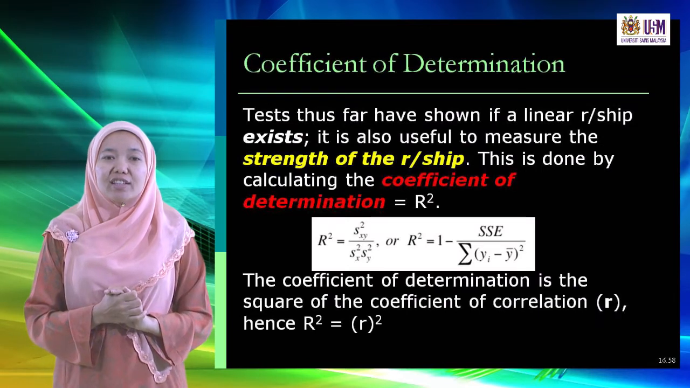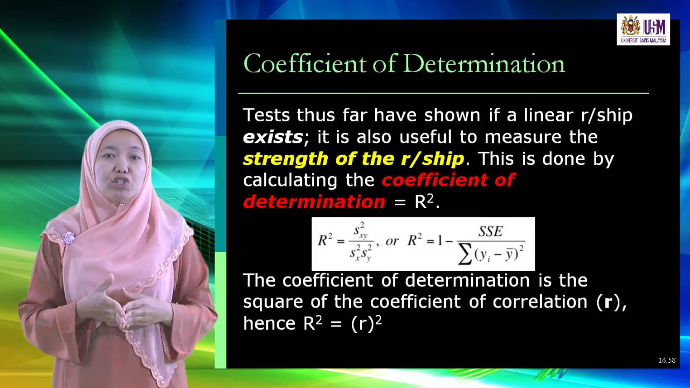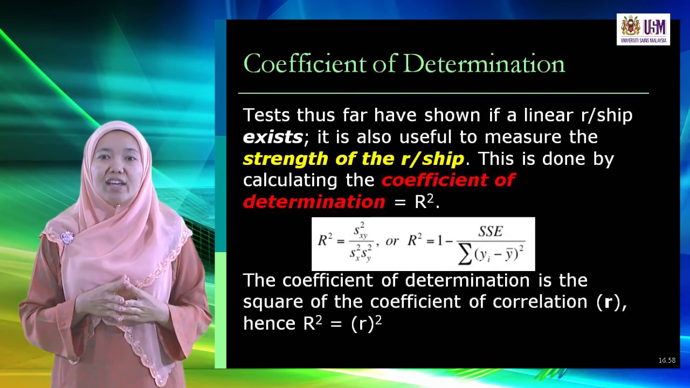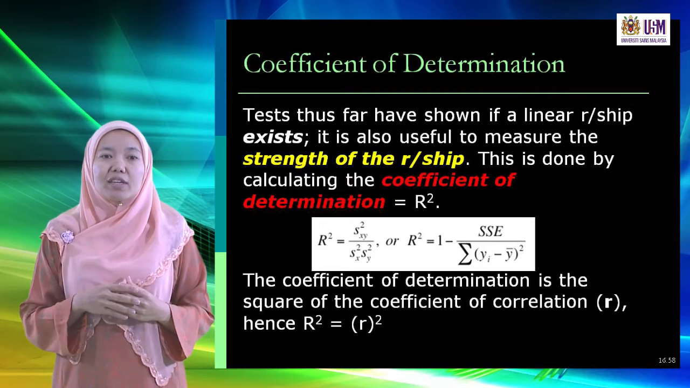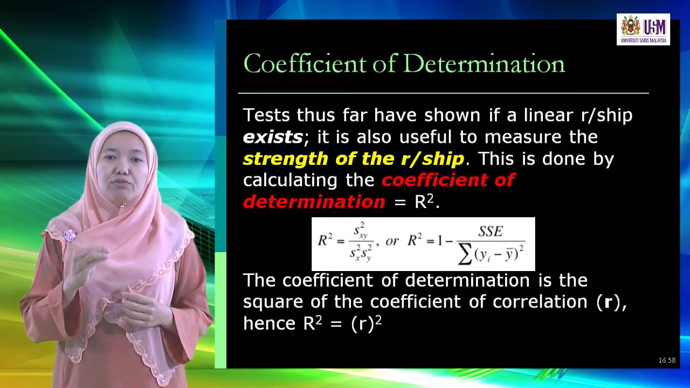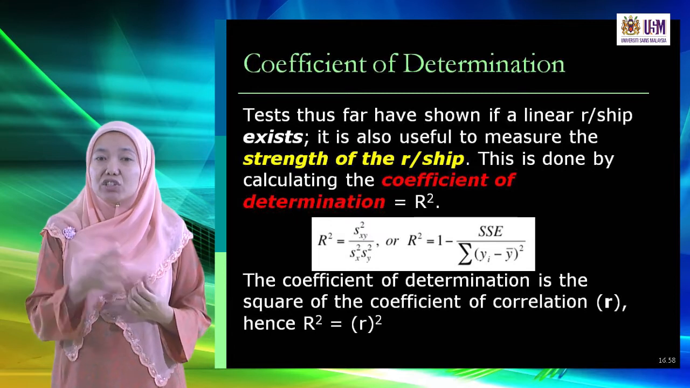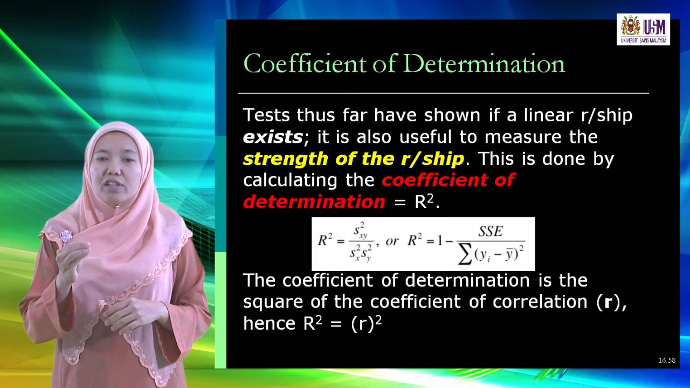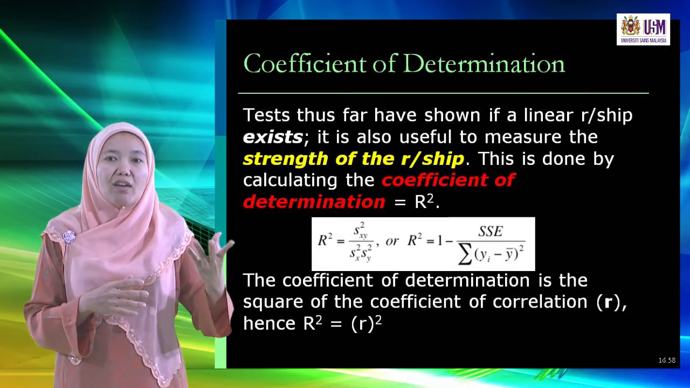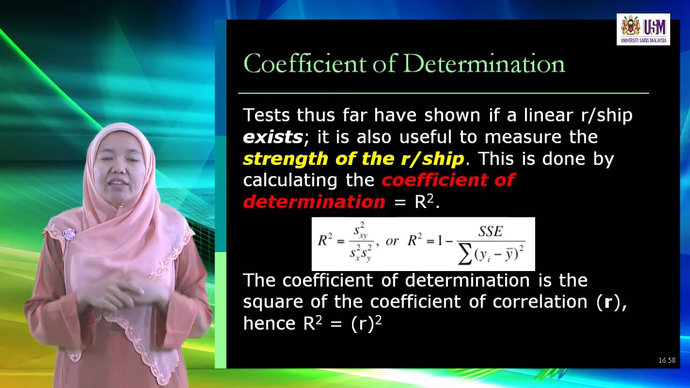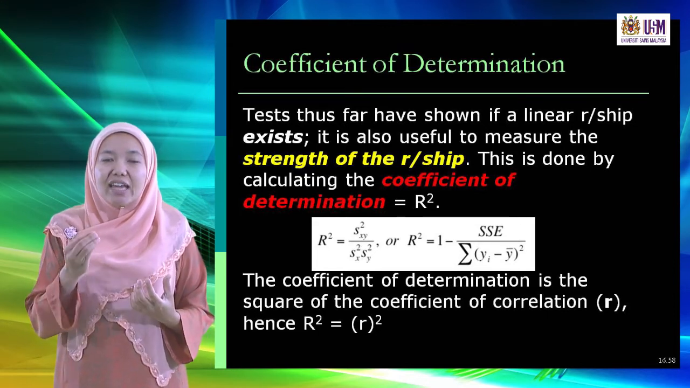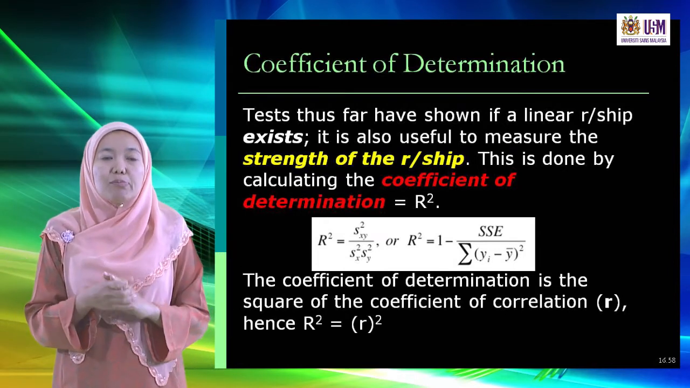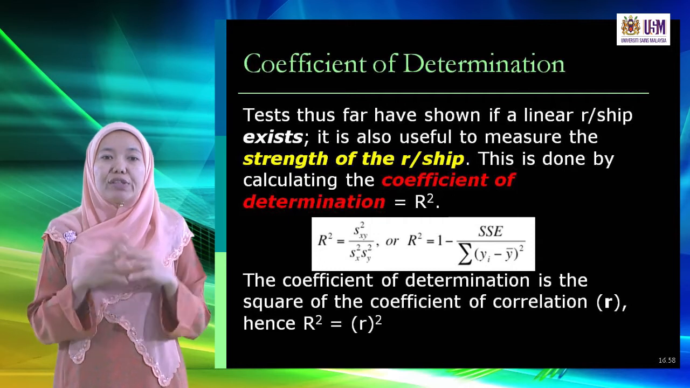Another part of regression analysis is where we need to look at the coefficient of determination. The test that we did so far has shown whether a linear relationship exists, but it is also useful for us to measure the strength of the relationship. Just now, hypothesis testing on the slope coefficient only told us that there is a relationship between the two variables. Now we need to measure the strength of the relationship between the two variables. How do we do this? We can do this by calculating the coefficient of determination.